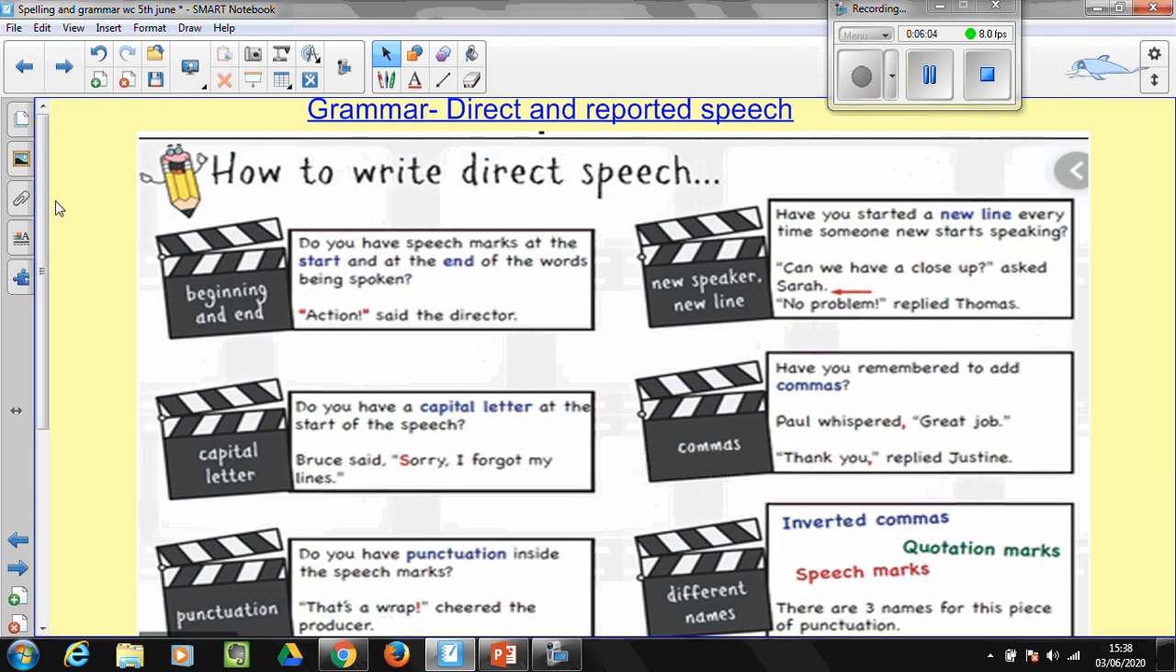When we're writing direct speech, we need to use our speech rules, so here's a reminder of how they work. We have speech marks, or inverted commas they're sometimes called, at the start and the end of the words that are actually being said. Your speech should always start with a capital letter, and there should be some sort of punctuation inside the closing speech mark. Every time there's a new speaker, you need a new line.